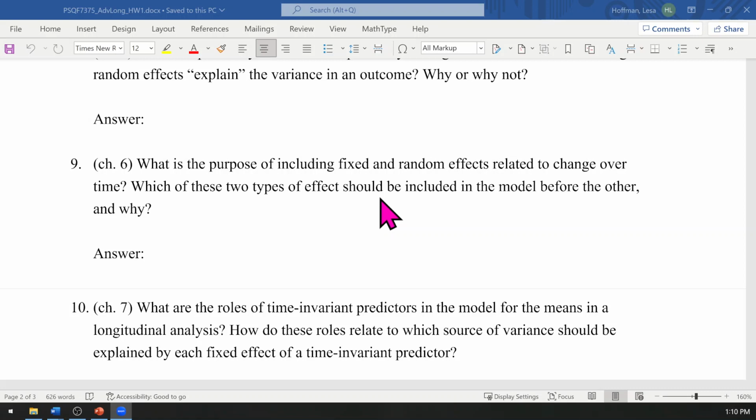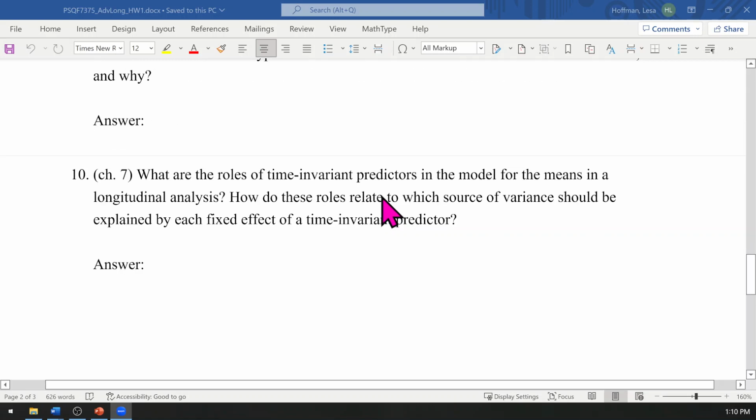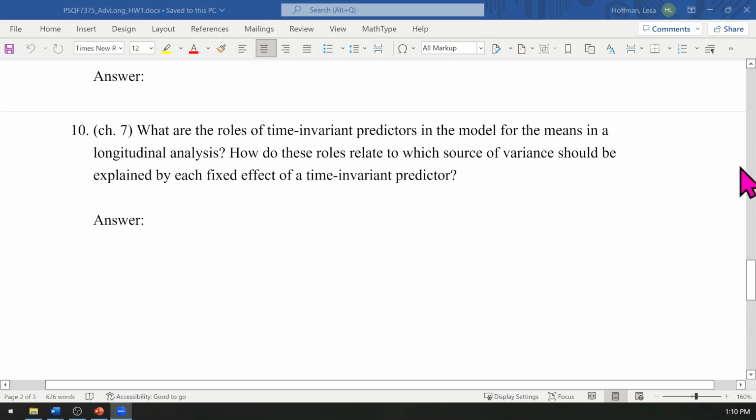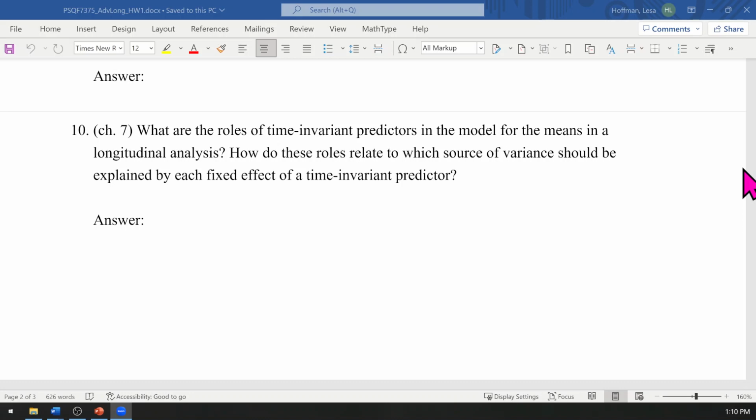Last but not least, number 10. What are the roles of time invariant predictors in the model for the means, and how do they relate to which source of variance they explain? So if I put a time invariant predictor into the model, a level 2 person characteristic, something that's constant to a person over time, what am I doing? What am I hoping to achieve?